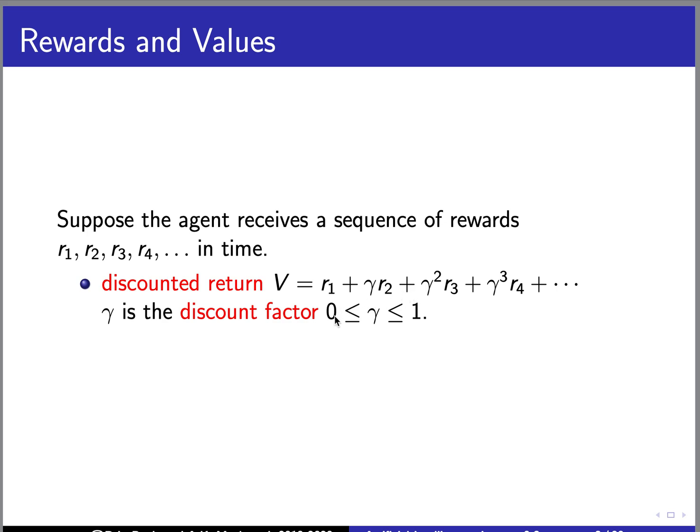The discount factor is between 0 and 1. If it's equal to 1, then it's just the sum of all rewards. If it's 0, we ignore all the future. We're only worrying at any time about the immediate reward. So this talks about how to trade off immediate rewards plus future.